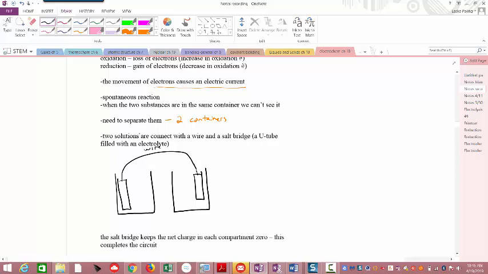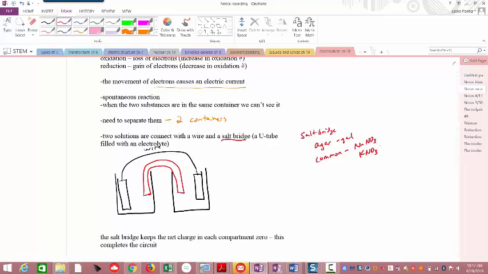It also needs a salt bridge. A salt bridge is a U-shaped tube filled with an electrolyte. It also usually has agar, which is a gel, and commonly it has sodium nitrate or potassium nitrate in it so that we're always soluble.